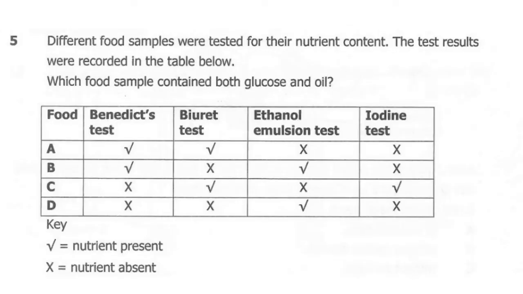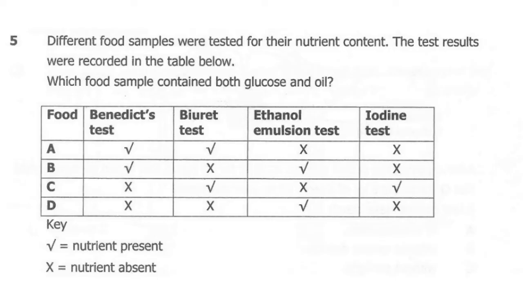Question 5. Different food samples were tested for their nutrient content. The test results were recorded in the table below. Which food sample contained both the glucose and the oil? So food sample A, Benedict solution, nutrient present, biuret test, nutrient present, ethanol emulsion test, nutrient absent, iodine test, nutrient absent. B, Benedict test, nutrient present, biuret test, nutrient absent, ethanol emulsion test, nutrient present, iodine test absent.